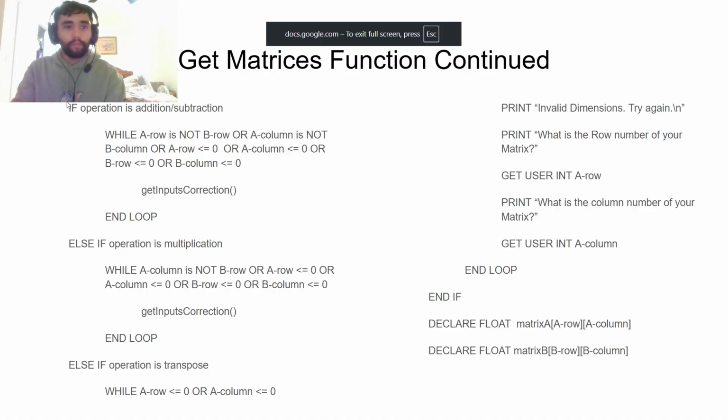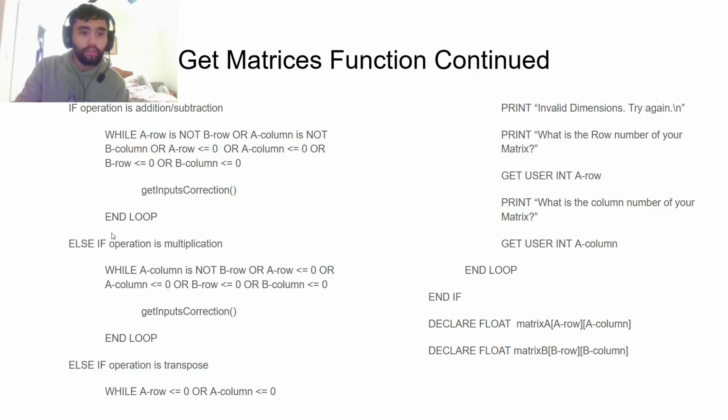This one checks if it's addition or subtraction based off the operation entered when it gets called. And then this one is the fail condition for addition and subtraction, where if they're not square matrices, this is what the while loop runs. This will only ever run if the condition is not met. So if the user keeps inputting the wrong entry, it'll keep running, and every time it does that, the get inputs correction gets called, where it just basically reprompts the user.